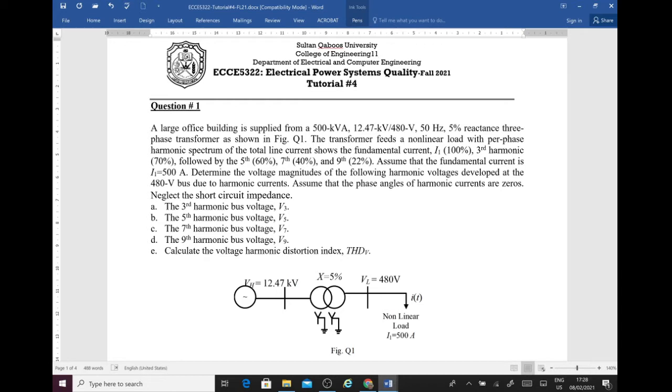And in question number 1, we have a large office building supplied from a 500 kilovolt transformer. The per unit impedance of the transformer is 5%.